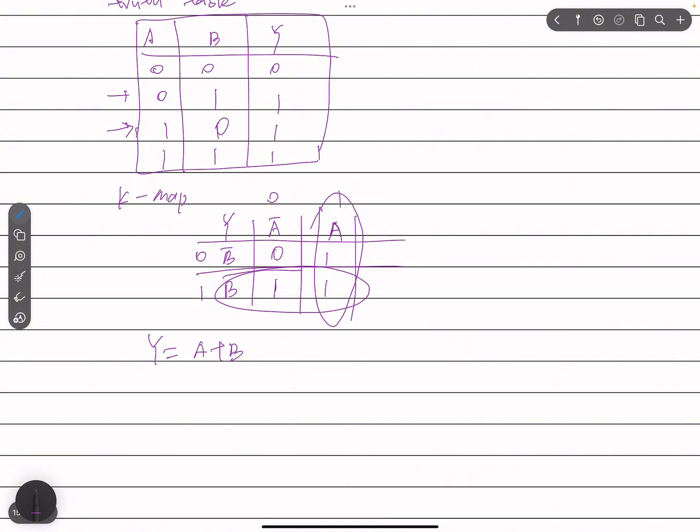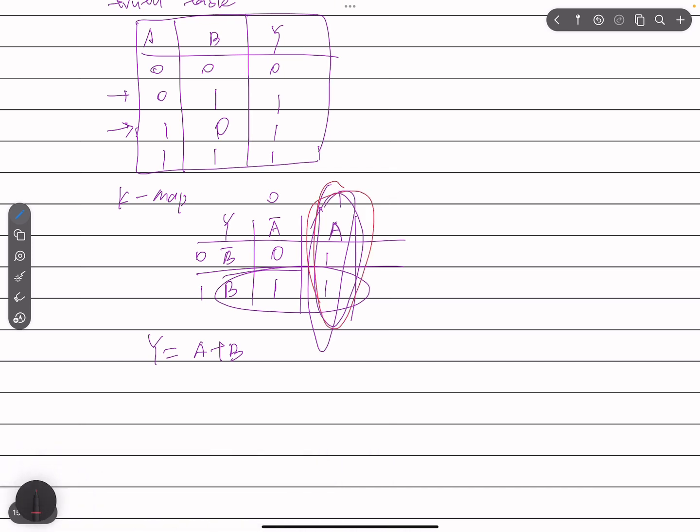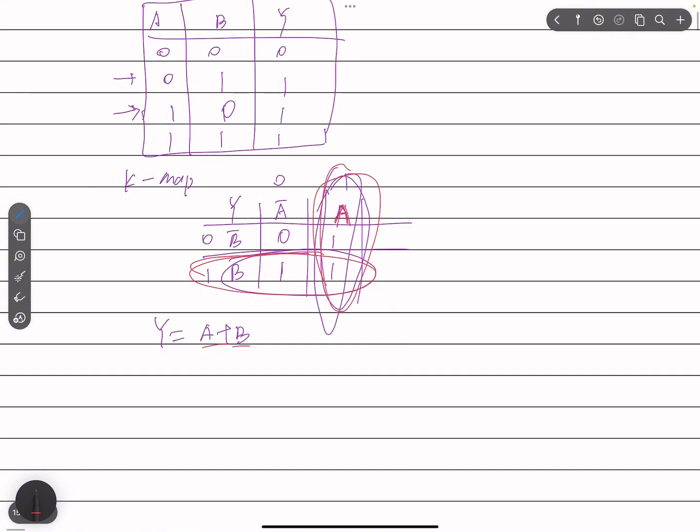Because no matter what b is for this column, the result depends on a. So if a is 1, the output is 1. Same thing for this one. When b is 1, it doesn't matter what a is, the result is 1. So the result will be a plus b. That's how we use K-map to simplify. We try to group the common factors, the common ones.